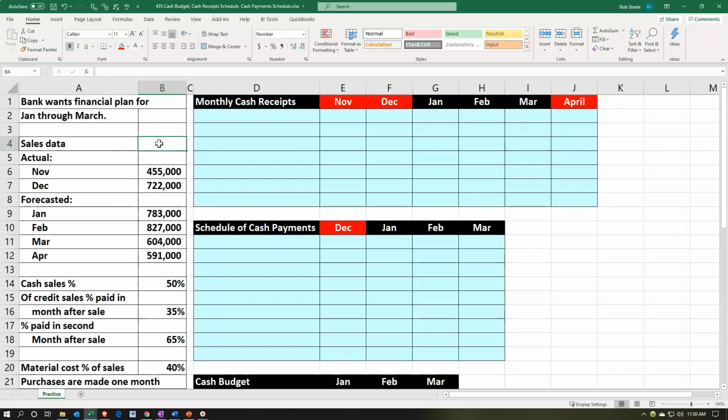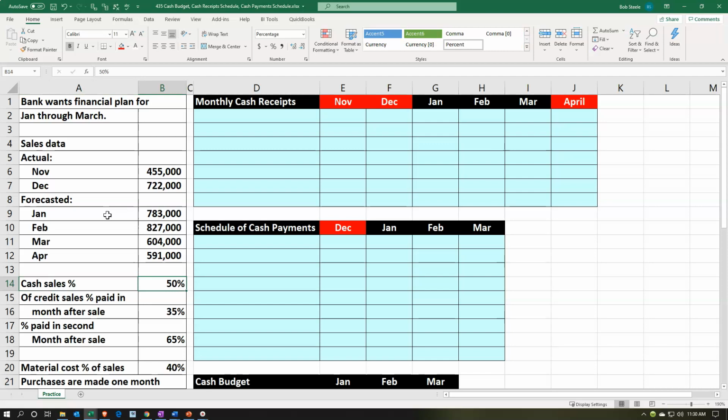So we have these sales data. The actual sales data for November and December were these two items. November and December, we're imagining, have passed, and we're now projecting forward to the next quarter, being January, February, and March. So these are actual numbers versus the forecasted numbers for January, February, March. We need to include April because April is going to be something that we need for our calculation purposes. Then we have the cash sales percent.